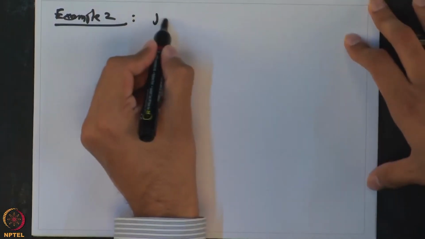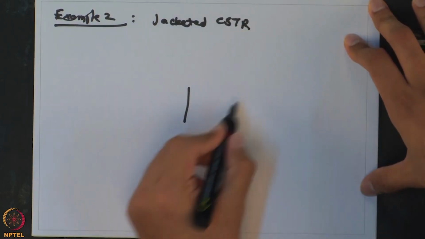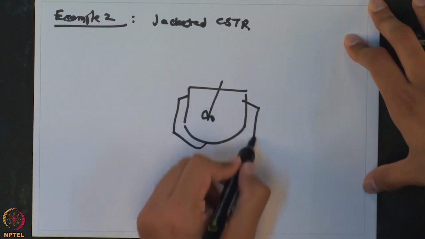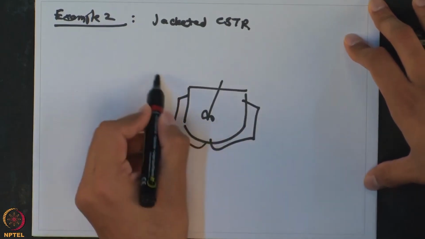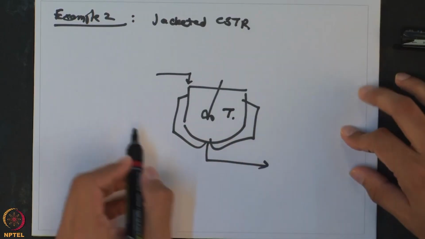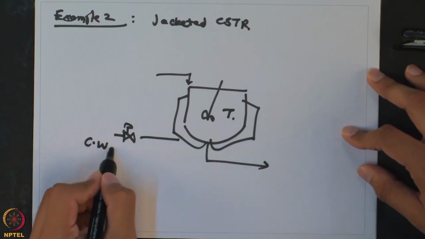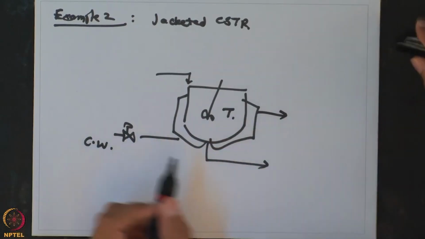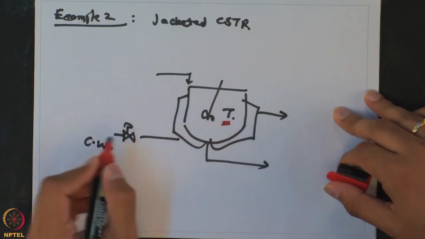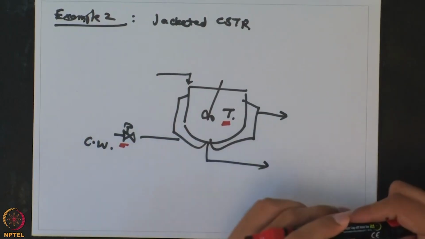Let us say a jacketed CSTR. Let us consider that we are conducting a reaction which is exothermic, and we are interested in controlling the temperature here by changing the flow of the coolant. So, this is cooling water. So, you want to control the temperature of the reactor by changing the flow of the cooling water through this valve.